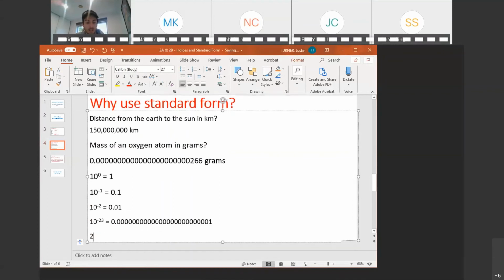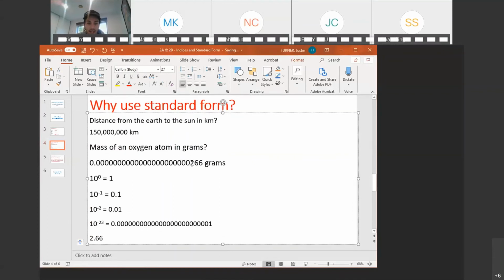The way I can write it is 2.66. So I take the numbers here that don't have any zeros in them. I'm going to multiply it by 10 to the -23. Imagine if I take this really small number and multiply it by 2.66, that's what we're going to end up with. So that's how I can write this number in standard form. And writing it like that is a lot easier than having to count out 22 zeros.